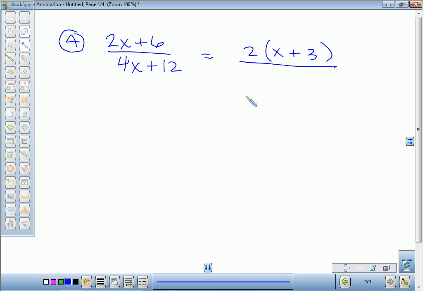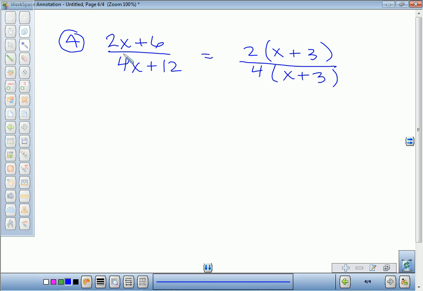Do you see that the denominator also has a common factor? What is it? 4. And what does it leave us with? X plus 3. Now, do you see that the numerator is written as a product? This term times this binomial. This times this binomial. Once we have it written as multiplication, then, and only then, can we cancel.